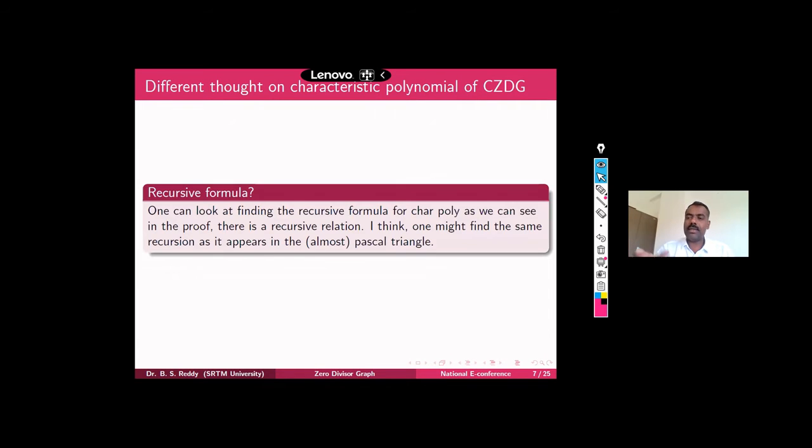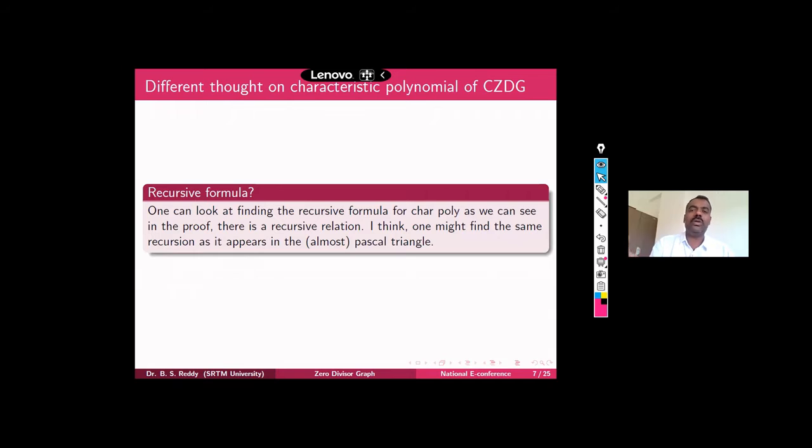Why? Because the way we have started, first we observed there is a Pascal-like triangle. Once we have a Pascal-like triangle, then the next coefficients follow from the previous one. So in the same way one can think, is this characteristic equation of Z P power n recursive? Can we find the formula? This one can be thought of.